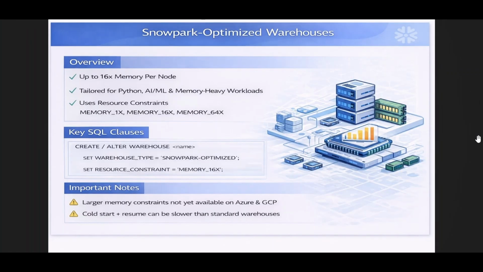Now, while Gen2 focuses on making standard analytics and data engineering workloads faster and more efficient, Snowflake also introduced something called Snowpark-Optimized warehouses for a very different class of problems. They are designed specifically for memory-heavy workloads, things like Python-based processing, machine learning model training, complex UDFs, and large in-memory transformations. Instead of just scaling CPU, Snowpark-optimized warehouses let you scale memory aggressively, offering configurations up to 16x or even more memory per node.